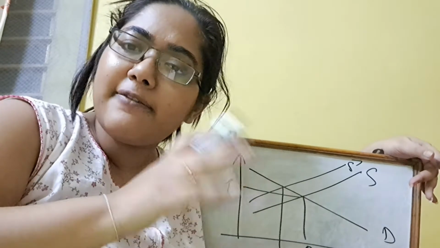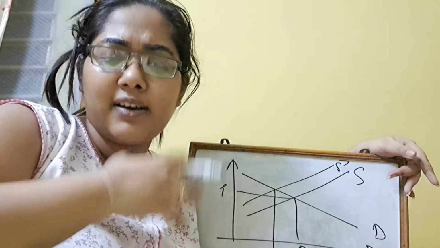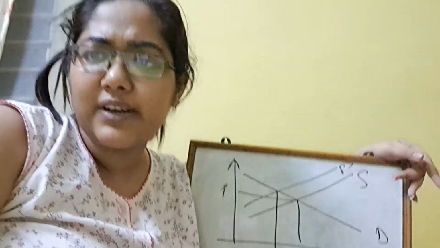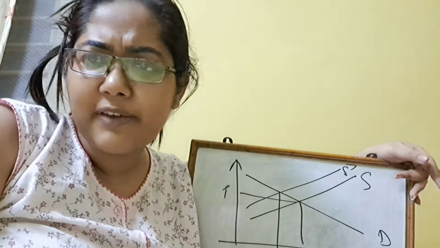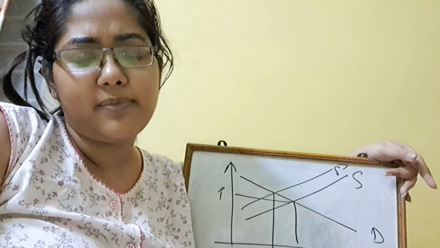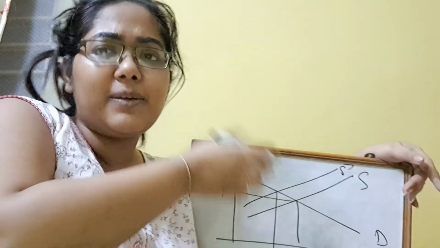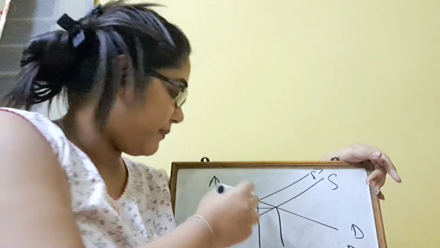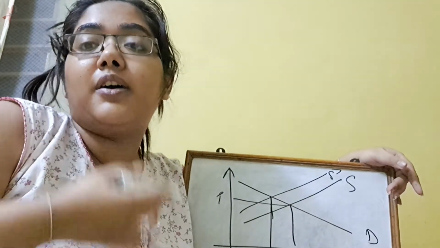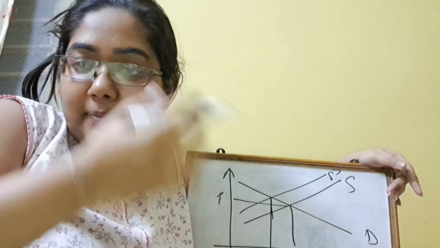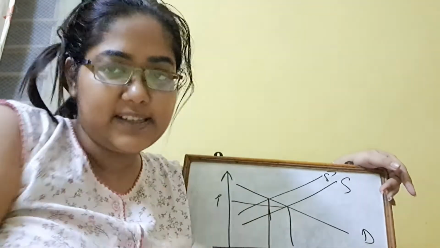Now if a rupees 5 tax has been put on the ice cream, will they supply as if the price was 20? No, they will say that the price has decreased by 5 rupees, because I have to pay it to the government. So they will supply as if the price is only rupees 15. The suppliers will supply in such a way that the price has fallen, so they have decreased their supply.